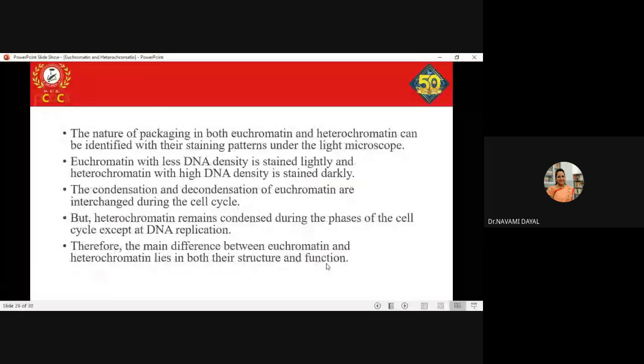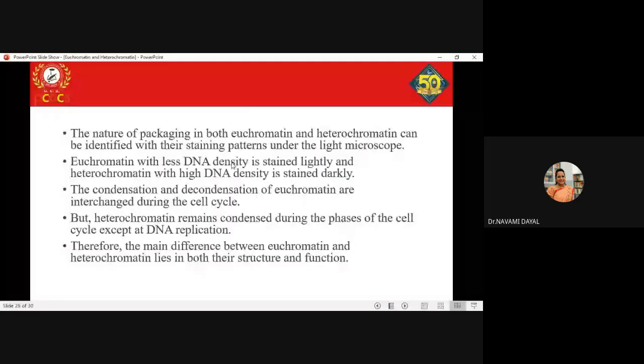The nature of packaging in both euchromatin and heterochromatin can be identified with their staining patterns. Euchromatin, since it has less DNA density, gets stained lightly, and heterochromatin, since it has high DNA density, gets stained dark.